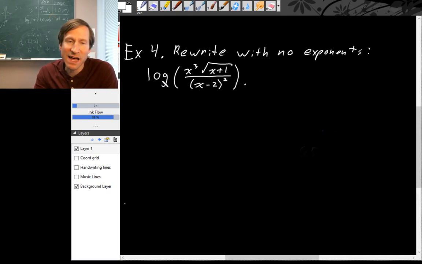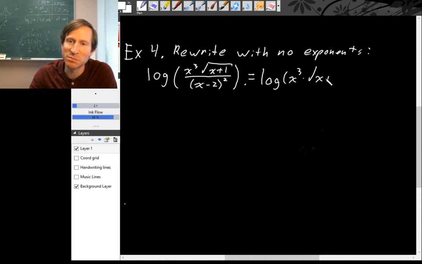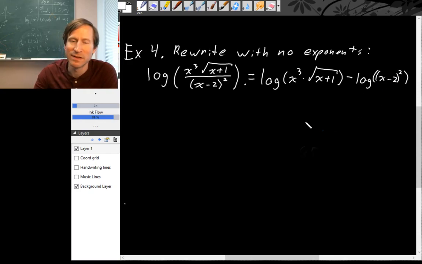So let's see. The last operation that this logarithm sees is the quotient. And a quotient inside a log is like a difference outside. So we get log, and it's common log, of x cubed times square root of x plus 1 minus common log of x minus 2 squared. All right. Now we can continue breaking down the things inside the logarithms.